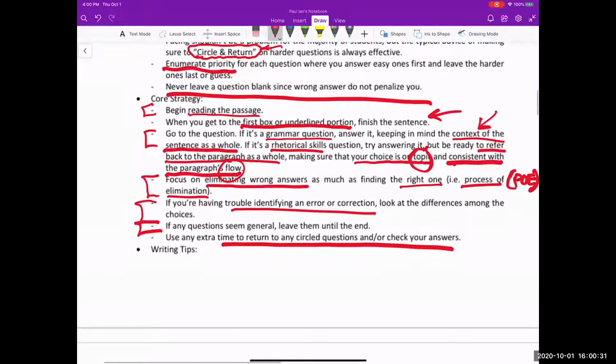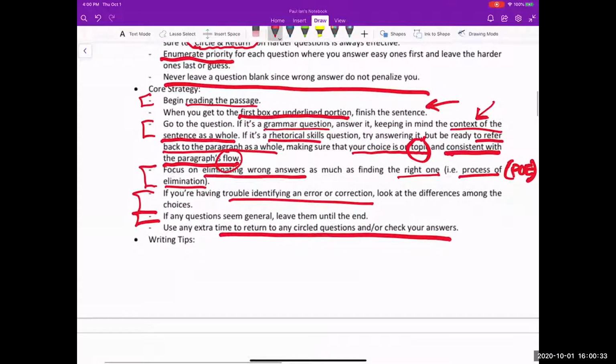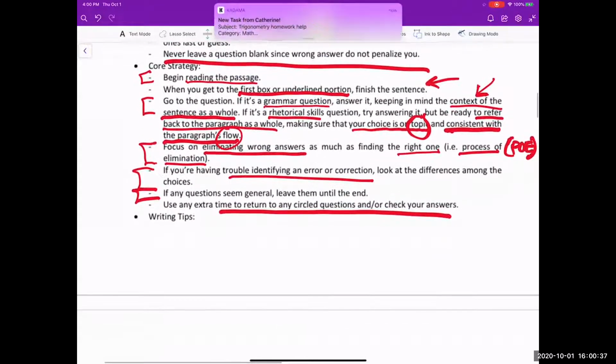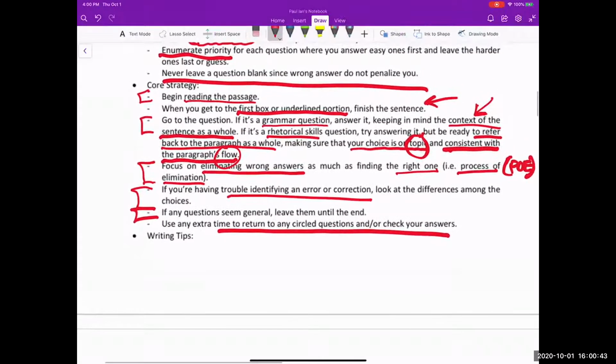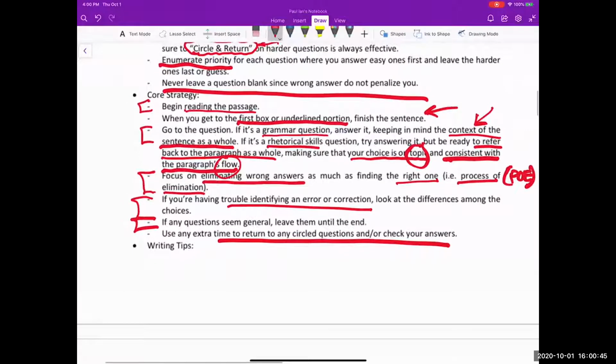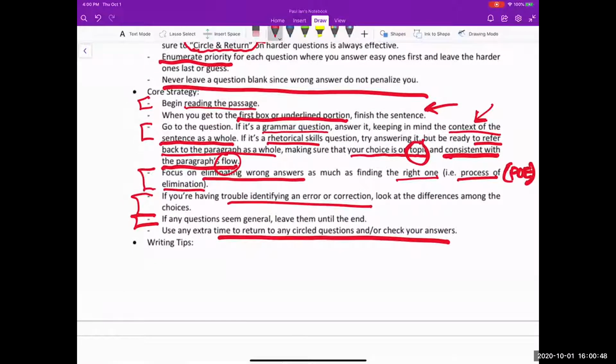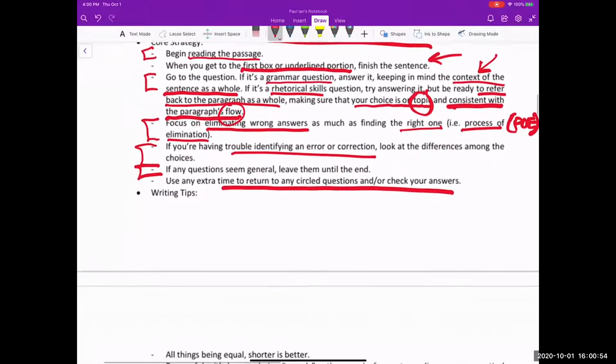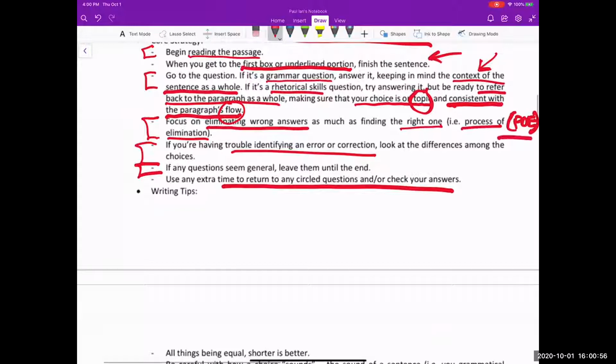So that's really the flow. You should skim and read through the passage once. For the grammar ones, just look at the sentence. And then for the rhetorical ones, just know briefly if something is supporting that first paragraph or the second paragraph, and then locate where the sentence should belong. Standard process of elimination, and then circling the ones and skipping.